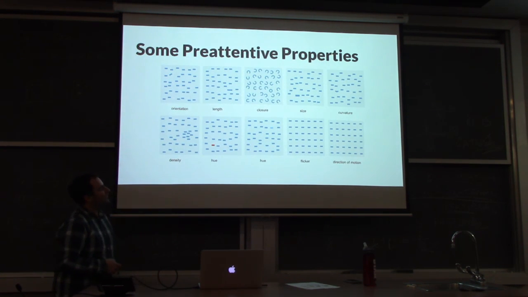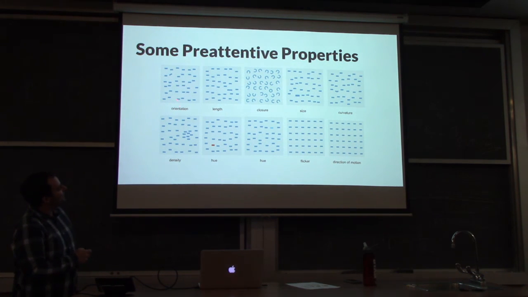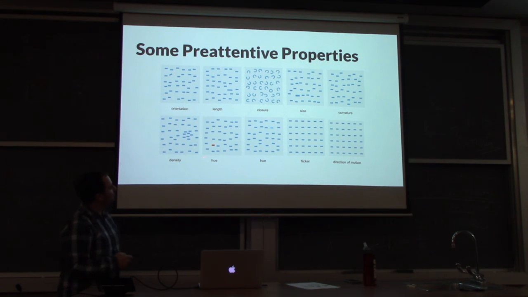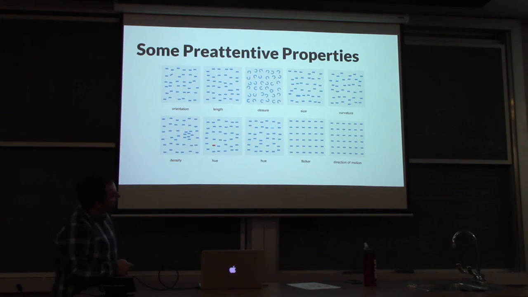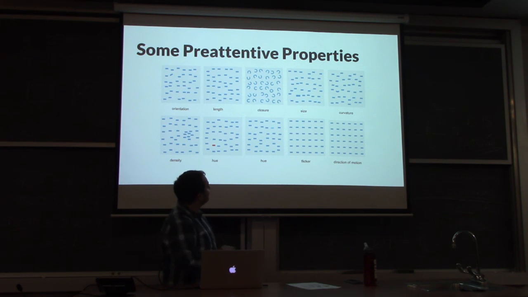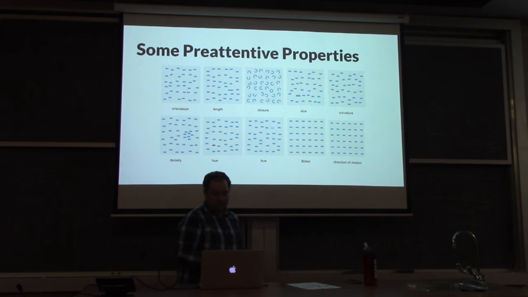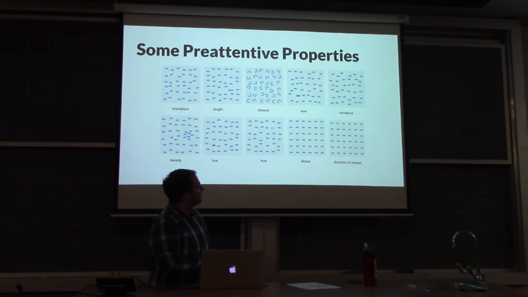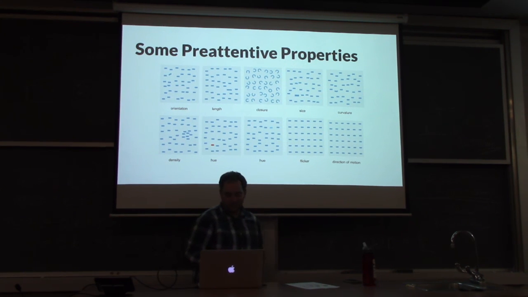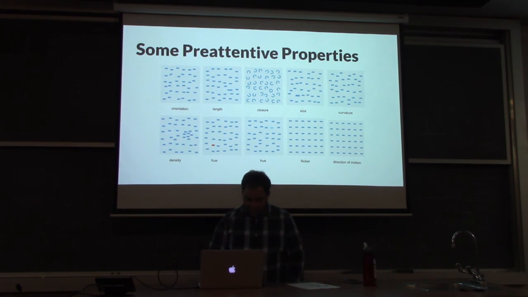Here is a list of other pre-attentive properties. We have orientation, length, closure, size, curvature, and density. Here is a cluster. We have hue. This one here is value, but this is a little hard to pick up on this projector. Flicker is broken in Keynote, but this is supposed to flicker, and this is supposed to move, but those GIFs don't render properly here.